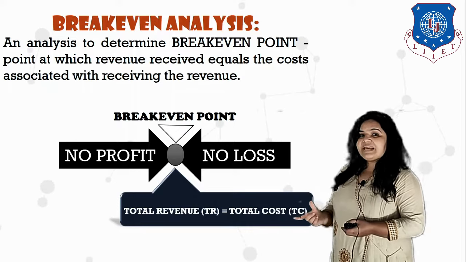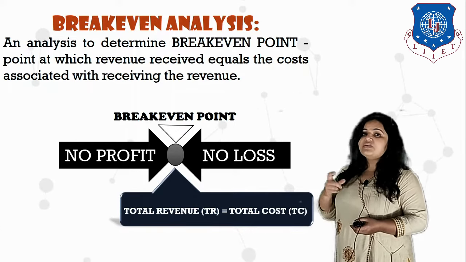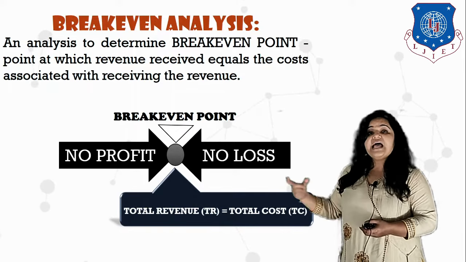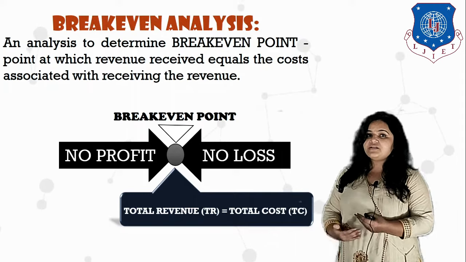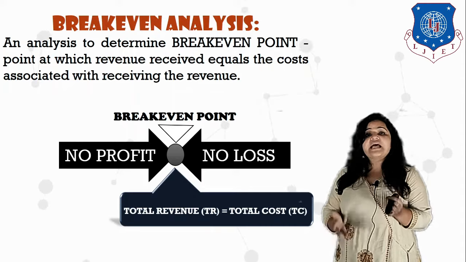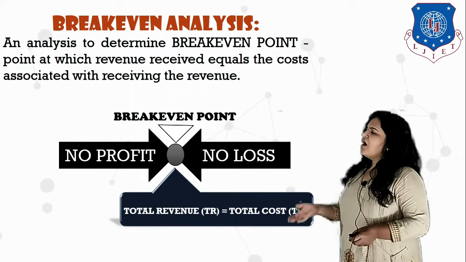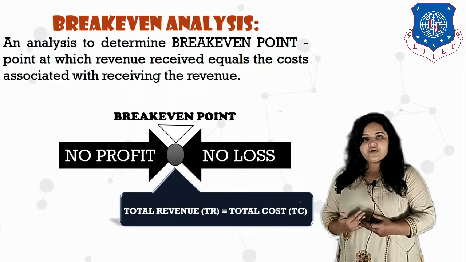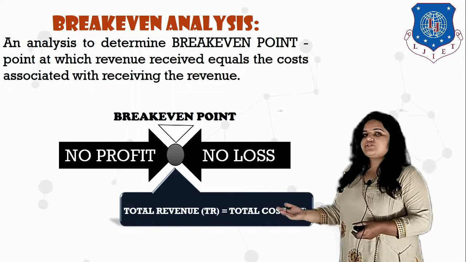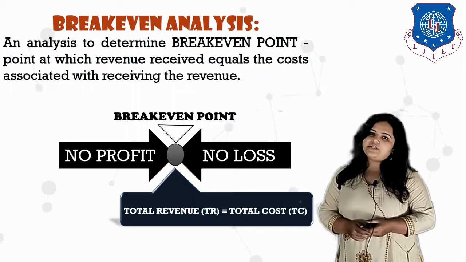These are two separate terms. Revenue you will receive by selling your products, and cost is cost of production, which includes your cost of raw materials, cost of buildings, cost of machineries, cost of laborers, etc. All different types of costs which we studied in our previous lecture. All those costs account for total cost.